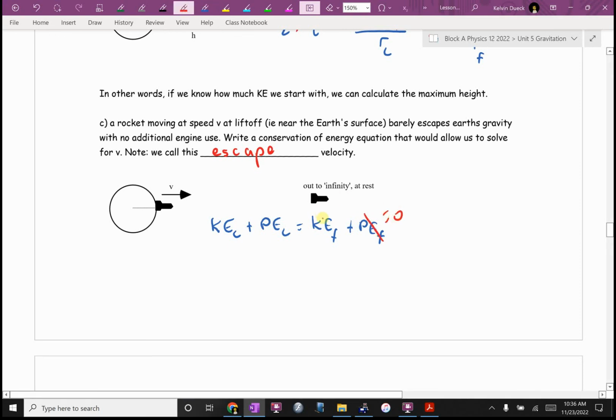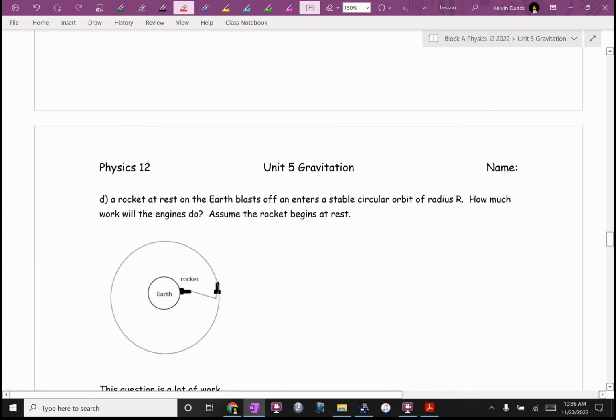And what was our final kinetic energy? And then you can rewrite this and get the V by itself. We've done that a couple of times in today's lesson. I'm not going to repeat it. You can go look. What else can I do? Yeah, turn the page.